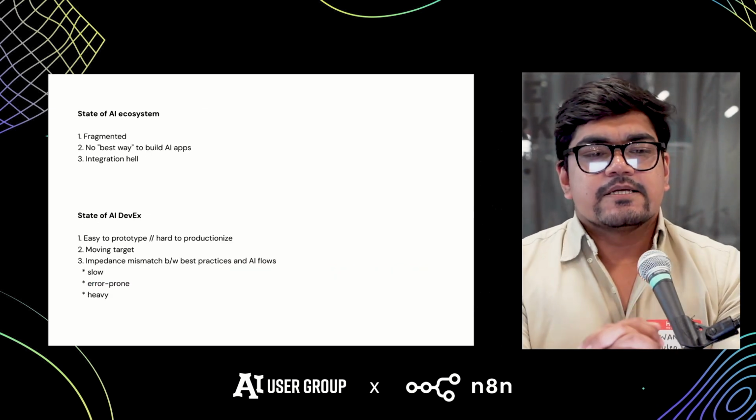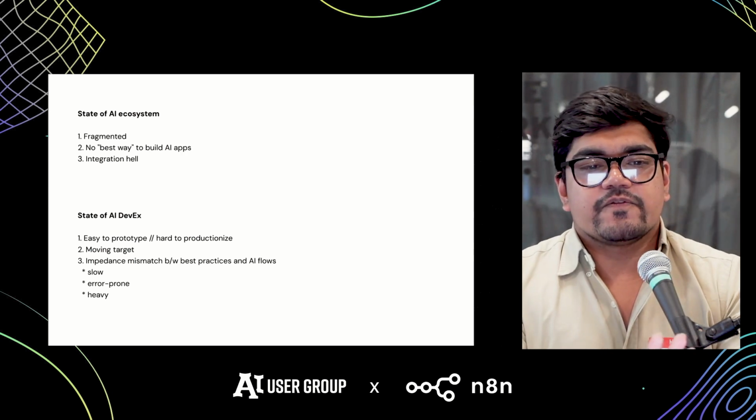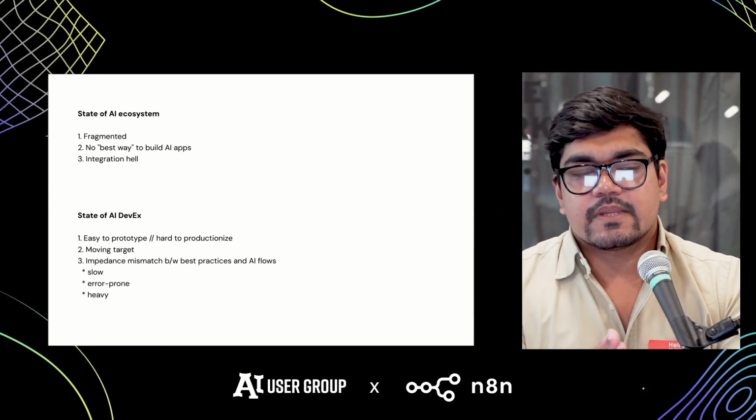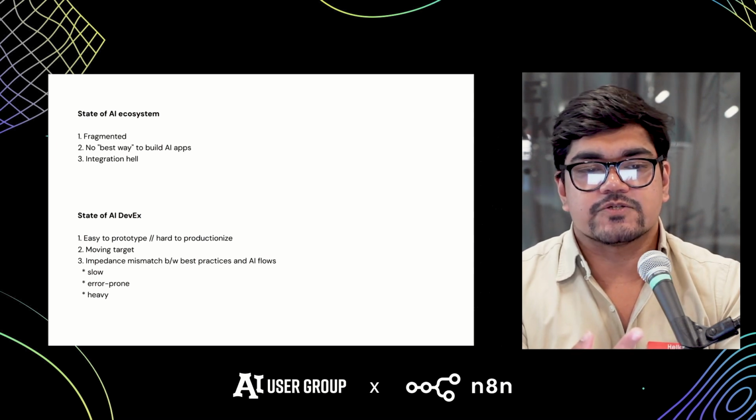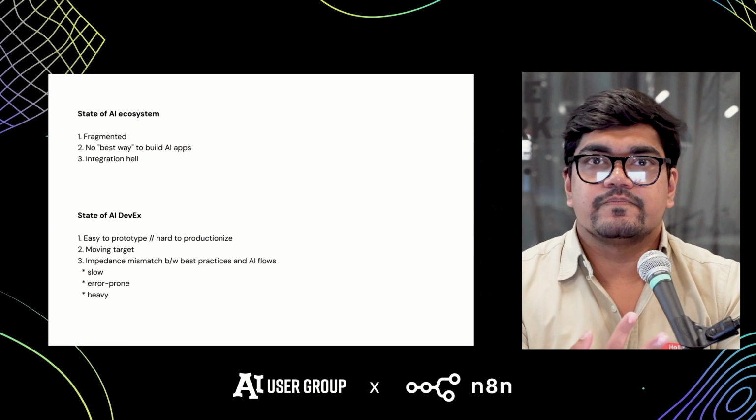Okay. So what is the state of the AI ecosystem today? One, it's fragmented. Two, there's no best way to build AI applications right now. And three, there's a big integration hell.